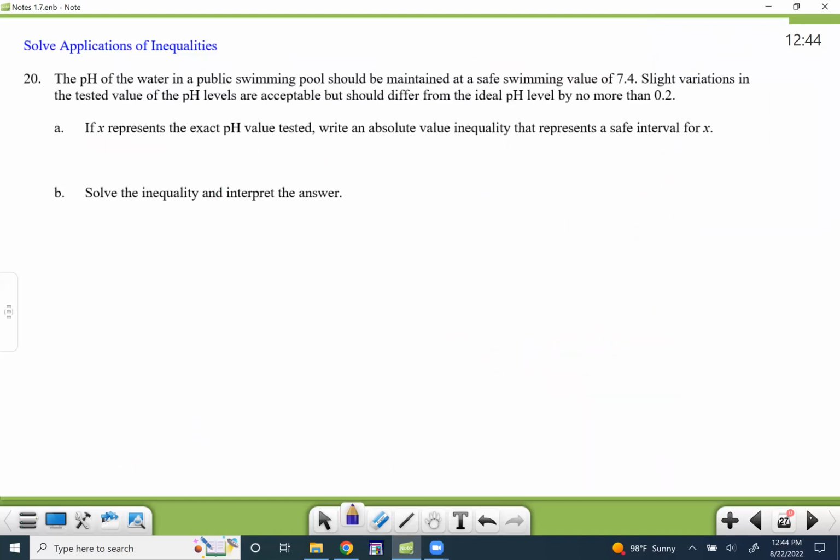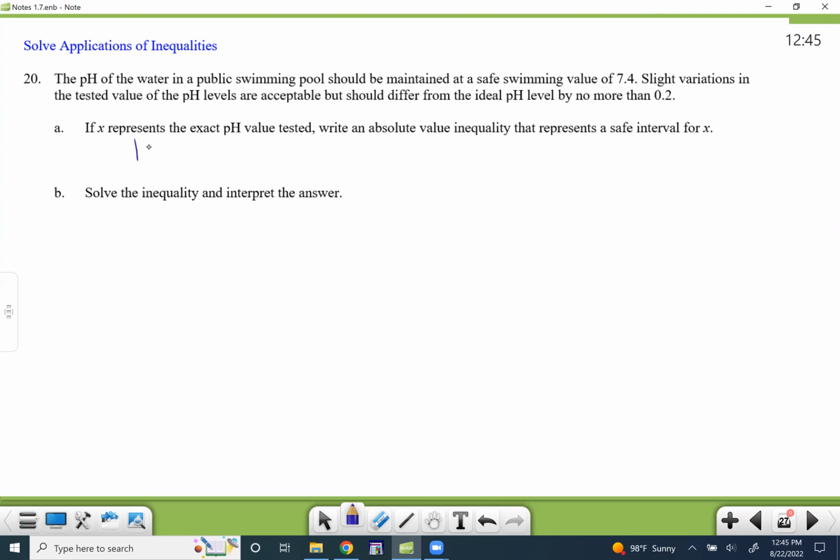So here's an example right here. The pH of the water in a public swimming pool should be maintained at a safe swimming value of 7.4. Slight variations in the tested value of the pH levels are acceptable, but should differ from the ideal pH level by no more than 0.02. If X represents the exact pH value tested, write an absolute value inequality that represents a safe interval for X.